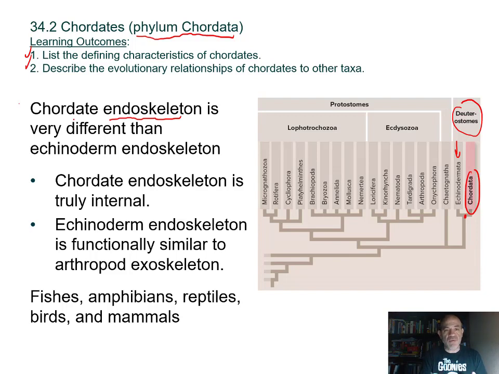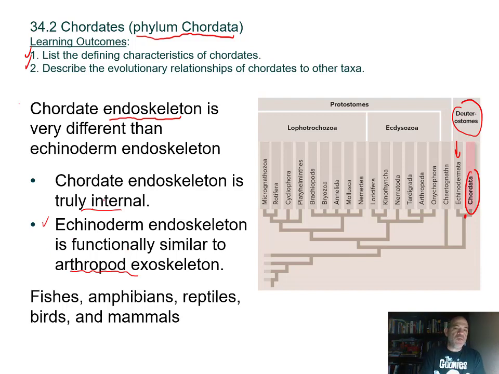It is internal, though. So the endoskeleton of a chordate is truly internal, and that's the point being made here. The endoskeleton, which means within, rather than the exo of an arthropod, exoskeleton. The endoskeleton is actually more like an arthropod because those ossicles are actually on the outside and the organs are on the inside there.